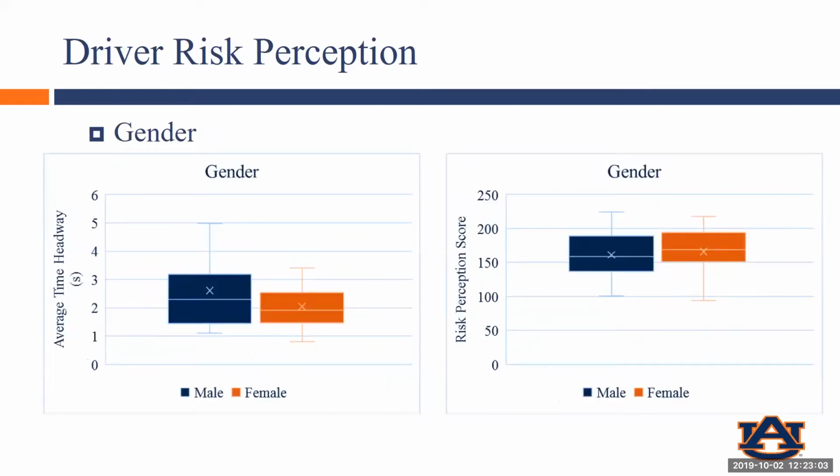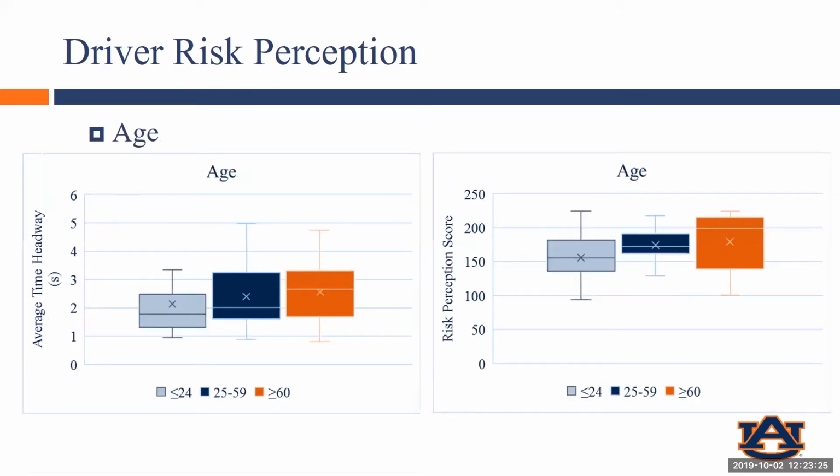And we also look at gender, male and female. As you can see, the time headway for male is actually a little bit bigger. I don't know if that's because of sample size. We have more males than females. But the risk perception score actually shows the male is a little bit lower than the female.